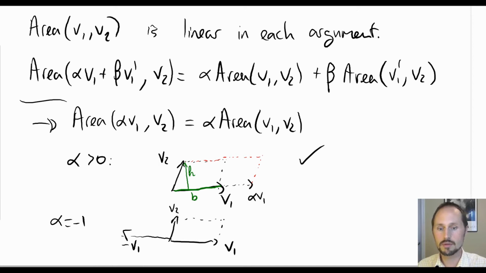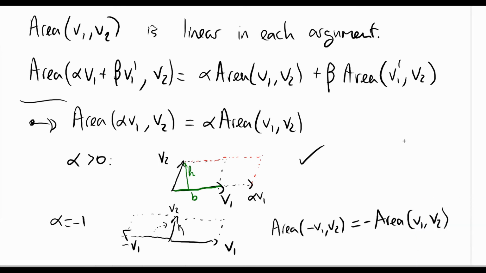So these two parallelograms are congruent, so they have the same area if you forget about the sign. And then here you notice that if v1 comma v2 happens in the counterclockwise direction, then negative v1 comma v2 happens in the clockwise direction. So this shows that the area of negative v1 comma v2 equals minus the area of v1 comma v2.